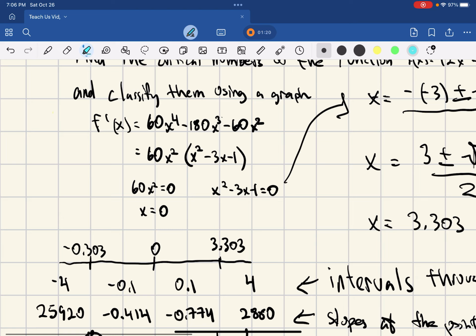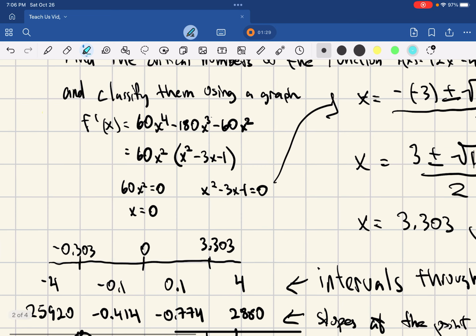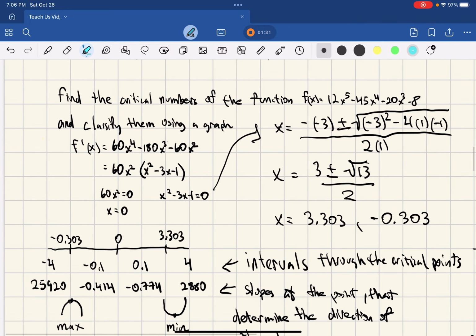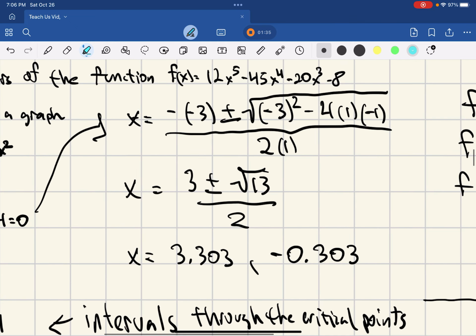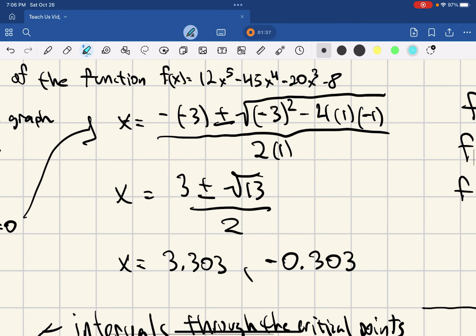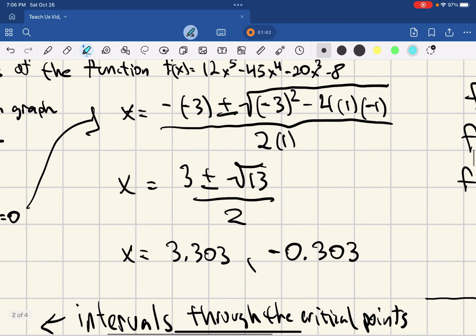Then we set them all equal to 0, so 60 times x squared equals 0, we get our x value equals 0. For the other part, since this one is not factorable, we're going to need to use the quadratic formula, which is over here. So we plugged it in, and we get two values due to a square root. So we have x equals 3.303 and negative 0.303.